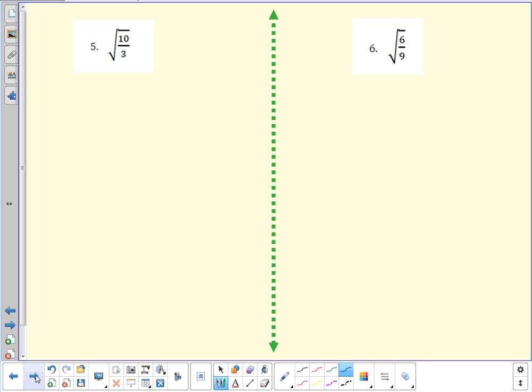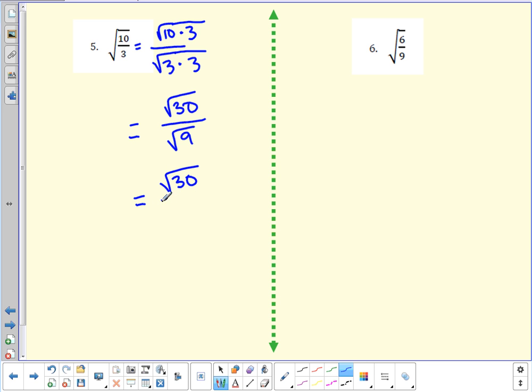In number 5, I have the square root of 10 over 3. I can't reduce 10 over 3 at all. There's nothing I can do with that. So I'm just going to call this the square root of 10 divided by the square root of 3, and I'm going to give myself another factor of 3 on the bottom, but when I do that, I give myself another factor of 3 on the top. So that gives me the square root of 30 divided by the square root of 9, and we know that the square root of 9 is just 3. So it's the square root of 30 divided by 3, and nothing else that I can do with that.